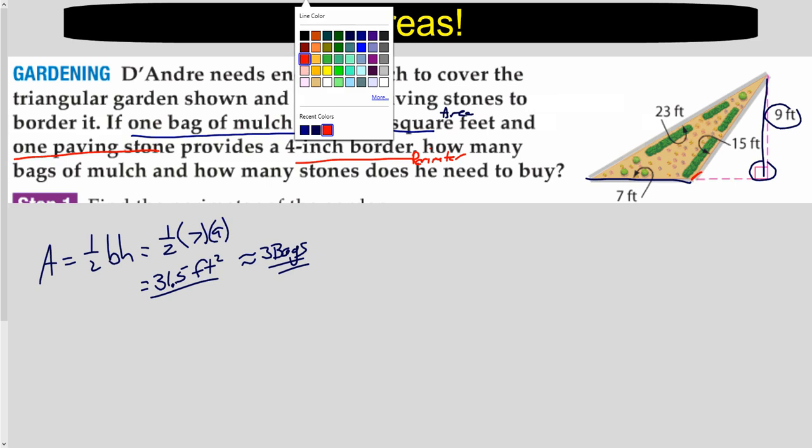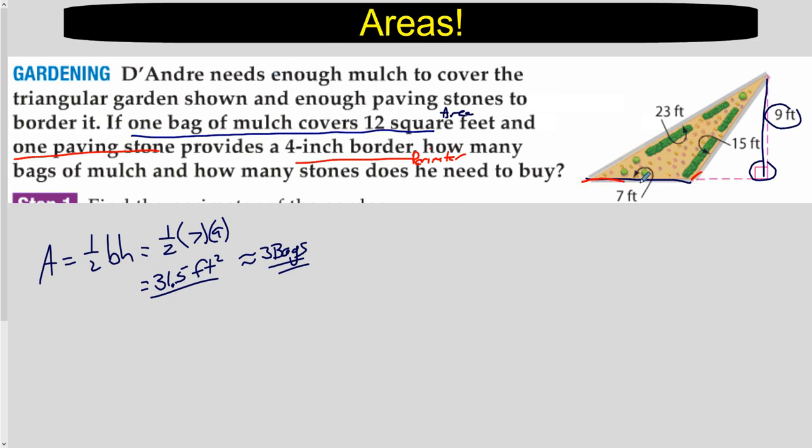Now let's look at the perimeter. We want to know how many pavers. So the distance around is going to be 7 plus 23 plus 15. Right? Not rocket science. 7 and 23 is 30 plus 15. That's a 45-foot perimeter. But each stone provides a 4-inch border. So if you think about that, 4 inches is 1/3 of a foot. We would need 3 4-inch pavers to get a foot. So if I need 3 per foot, I multiply that by 3 pavers per foot, and I am going to need 135 pavers.